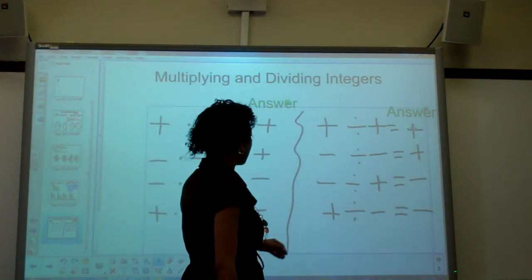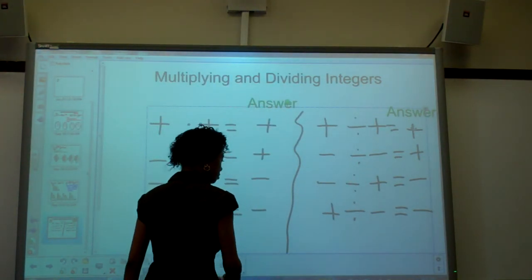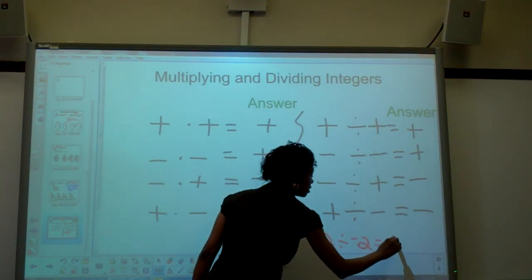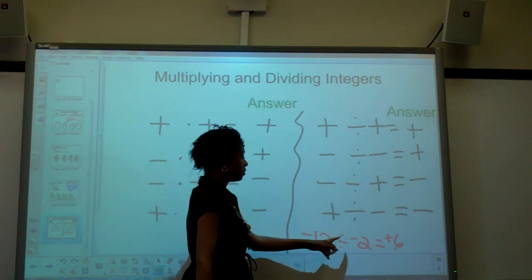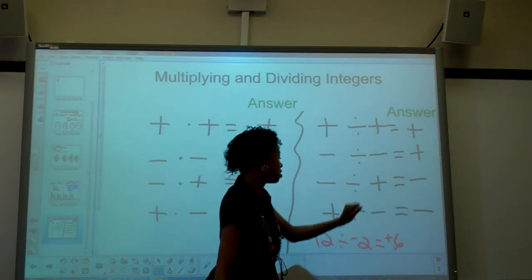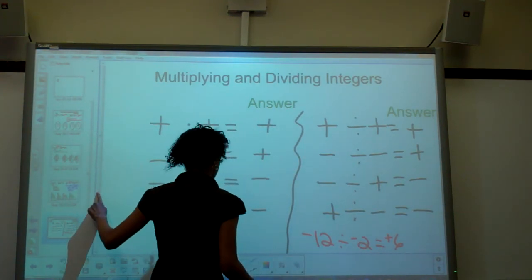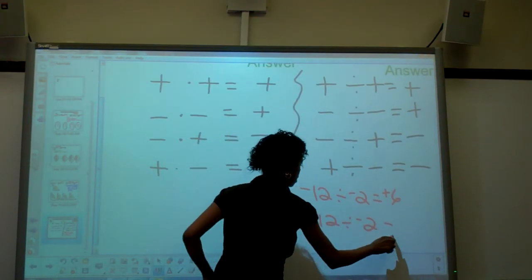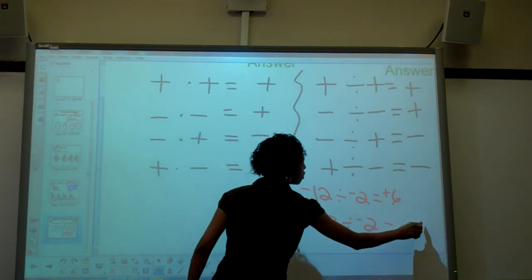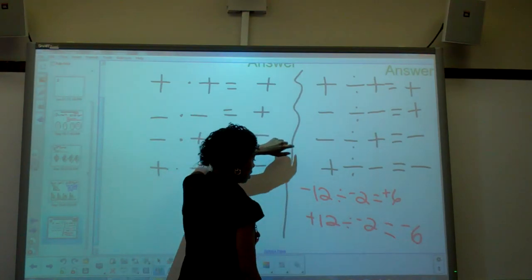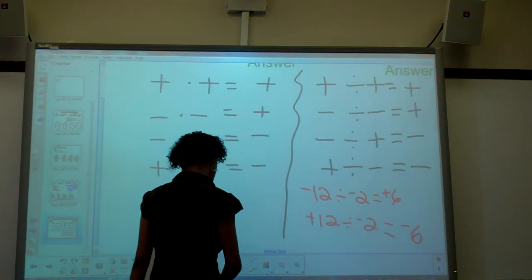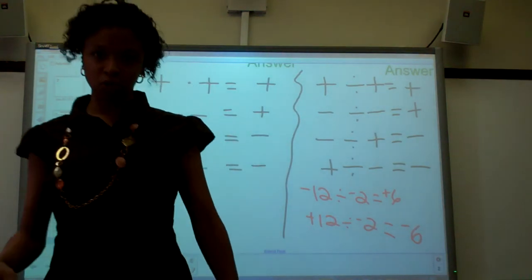So, if I have a negative 12 divided by a negative 2, it's a positive 6. Negative divided by negative is positive, which is here. Okay? And if this were positive 12 divided by a negative 2, a positive divided by negative is going to be a negative 6. And there's our positive divided by negative, which is a negative answer. All right, I'm not going through the whole division one, but there you are.